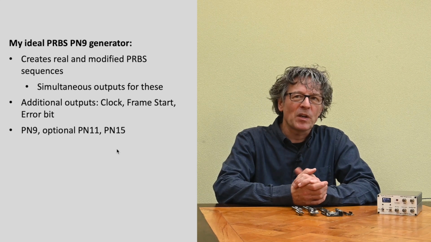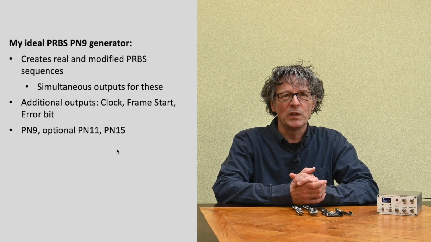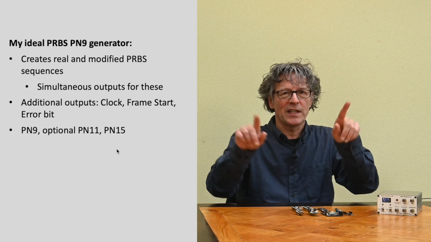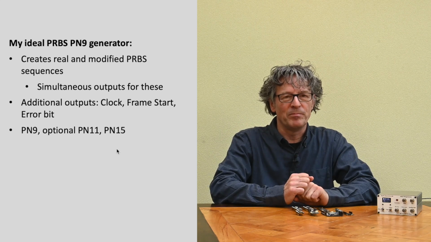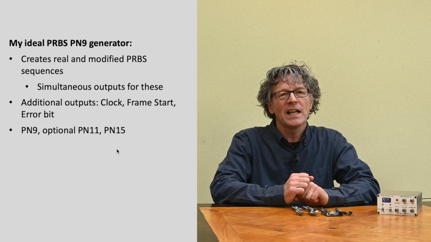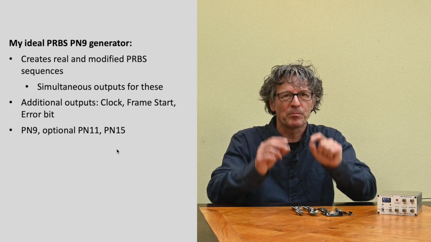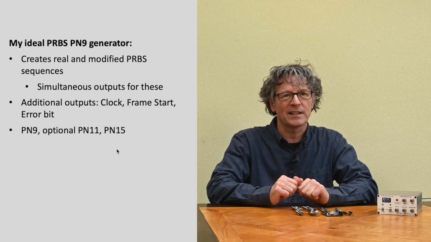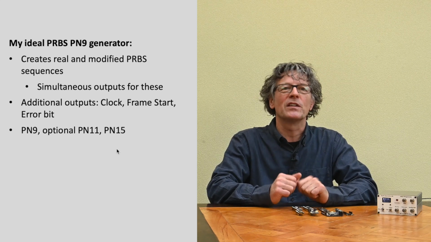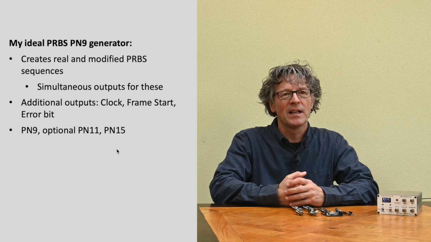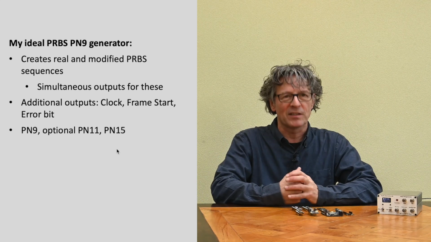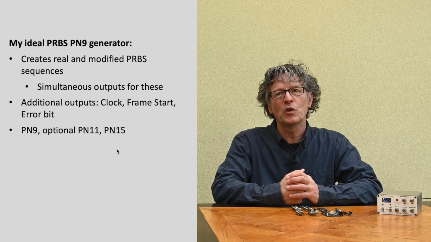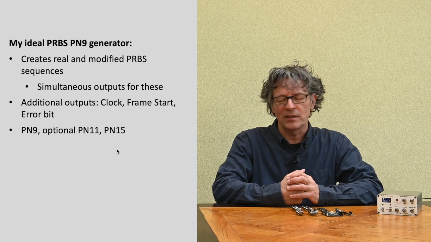I would appreciate having some additional outputs on the device, including a clock output, a signal when the frame starts, so you see exactly when the 511 bits of a PN9 sequence start, and also an error bit that will show you the difference between the proper code and when the modified code has an error in it. So you would see a flag that there is an error going on. My ideal device would create a PN9 code, so that's 511 bits in length. I could also think about PN11 or PN15, longer pseudo-random codes, but I don't really need that right now.